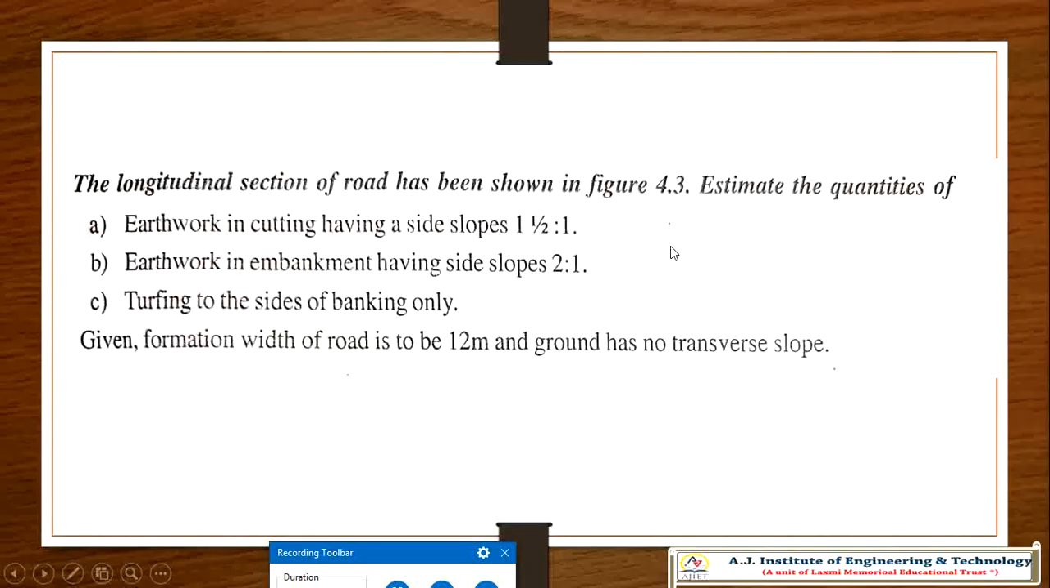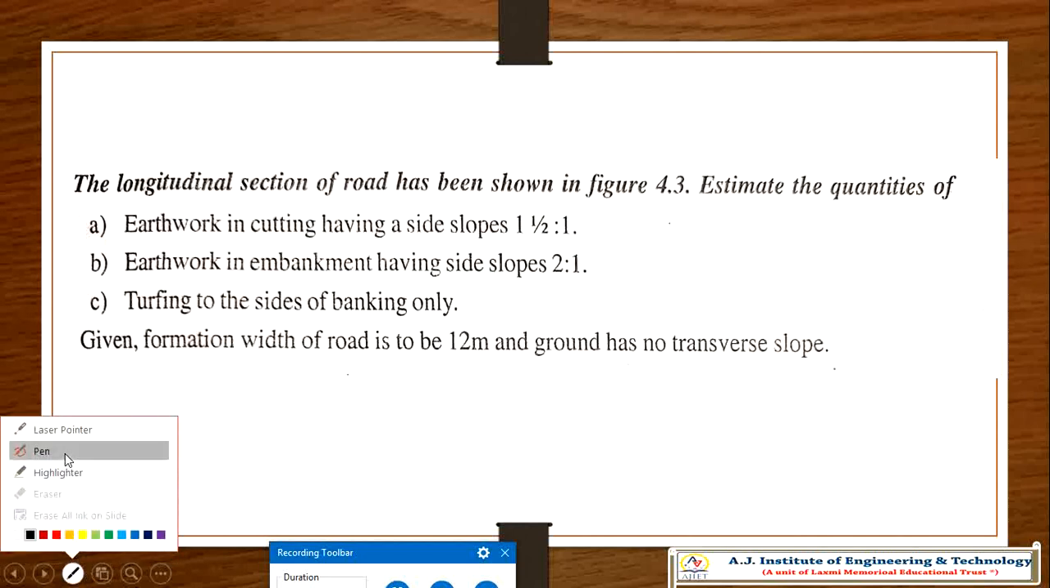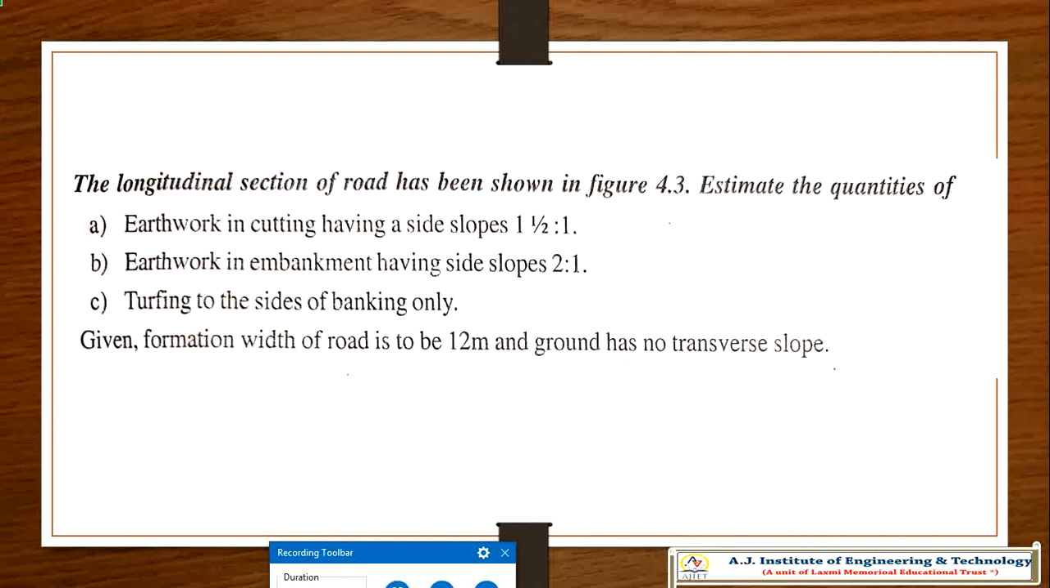Okay. So we'll move on now and see the problem which will be calculated by the mean area method. The longitudinal section has been shown in the figure. Estimate the quantity of earthwork. Cutting side slope is 1.5:1, and earthwork embankment side slope is 2:1, and turfing sides if required. Given formation road width will be 12 meters, and no transverse slope.